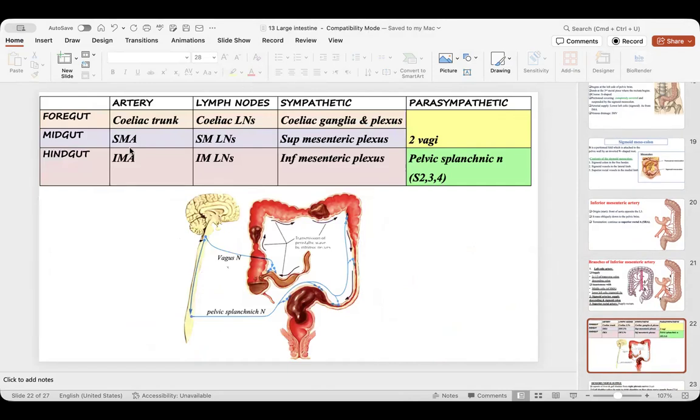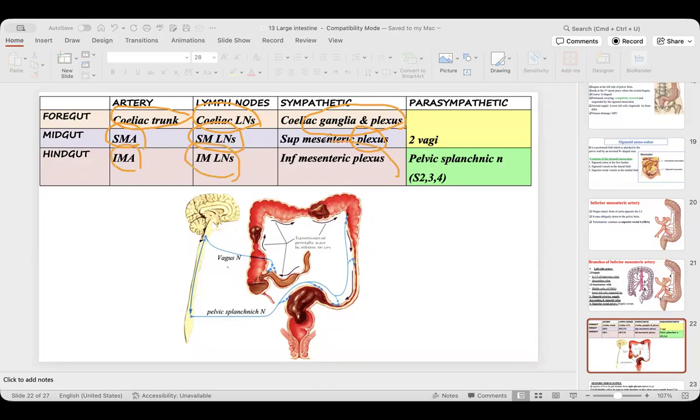Regarding again foregut, midgut, hindgut: the artery of the foregut is the celiac, so the lymph node will be celiac, and the sympathetic nerves will be celiac. The midgut artery is the superior mesenteric, so the lymph node will be superior mesenteric, and the sympathetic will be superior mesenteric. The hindgut artery is the inferior mesenteric, so the lymph node will be inferior mesenteric lymph node and the inferior mesenteric plexus of sympathetic.